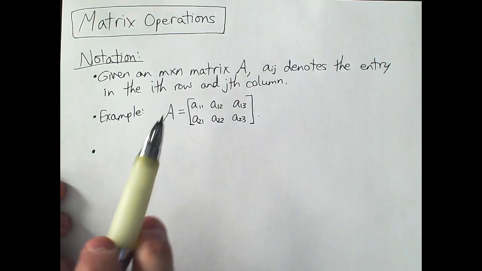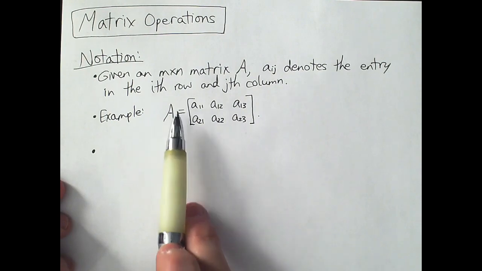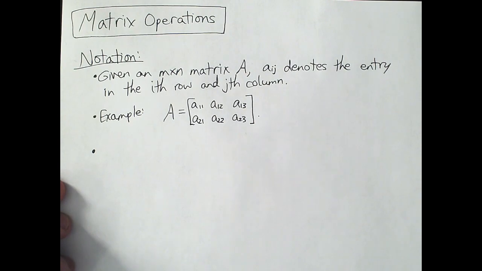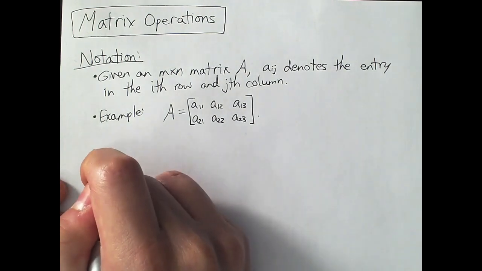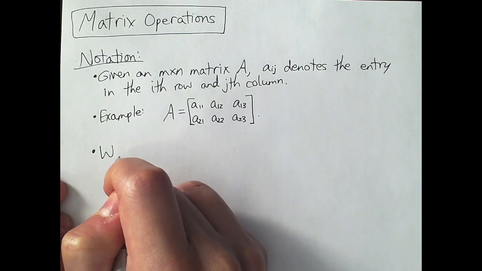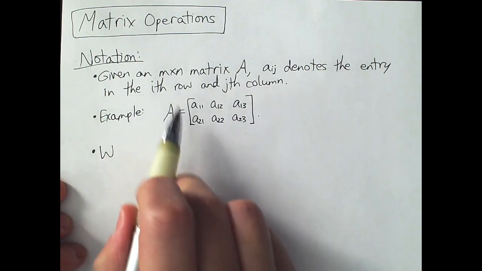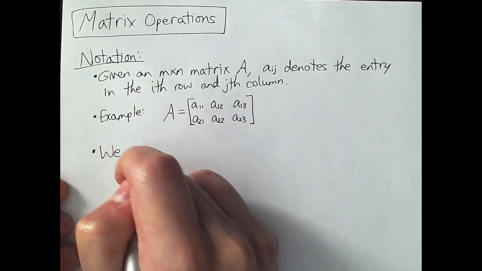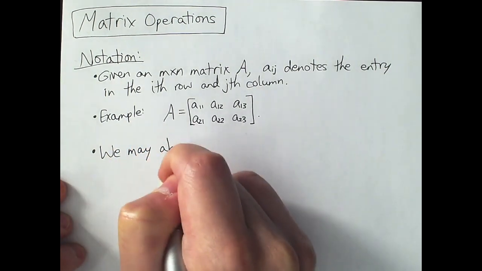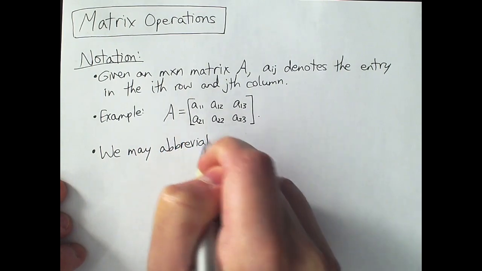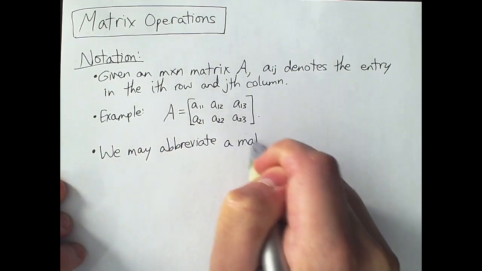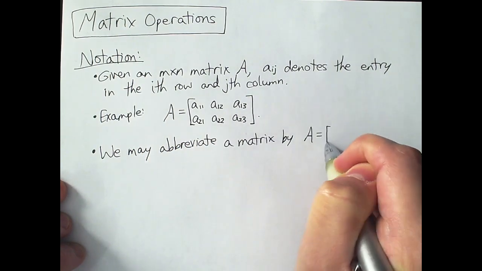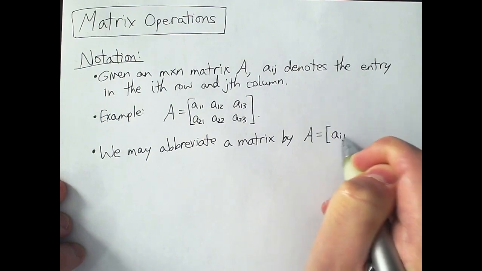And by the way, if this matrix was called capital B, I would probably use lowercase b_ij for each of its entries. And so on and so on, if it was C or D or whatever. So we often use uppercase letters to represent a matrix, lowercase letters with subscripts to indicate the entries. We may abbreviate a matrix by A equals brackets a_ij.